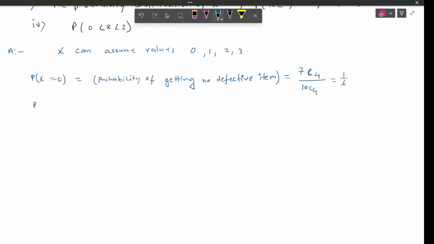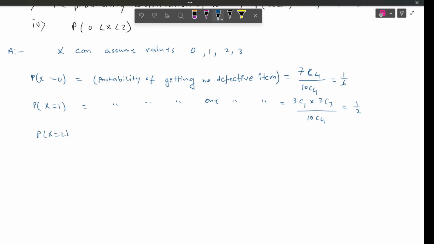Now, probability of getting 1 defective item. 1 defective item means from 3 defective items, you have taken 1, and from 7 good items, you have taken 3. So 3 and 1, 4. So you have drawn 4 items out of 10C4. This would be half.